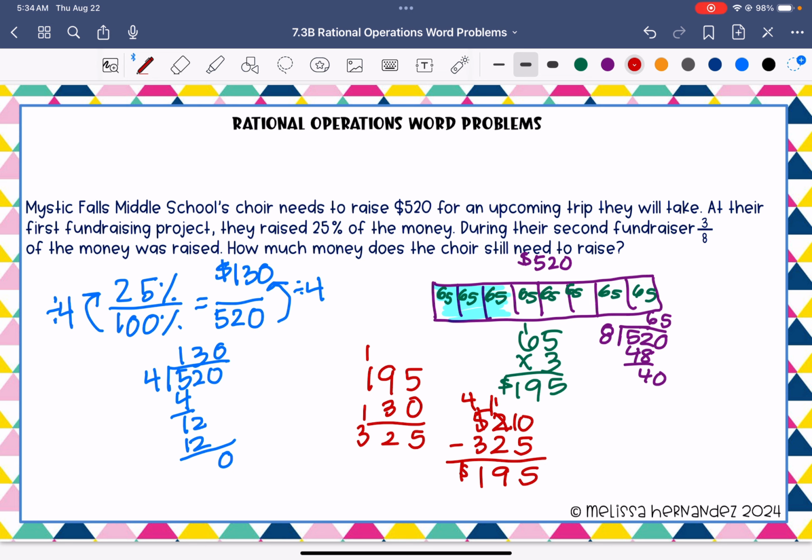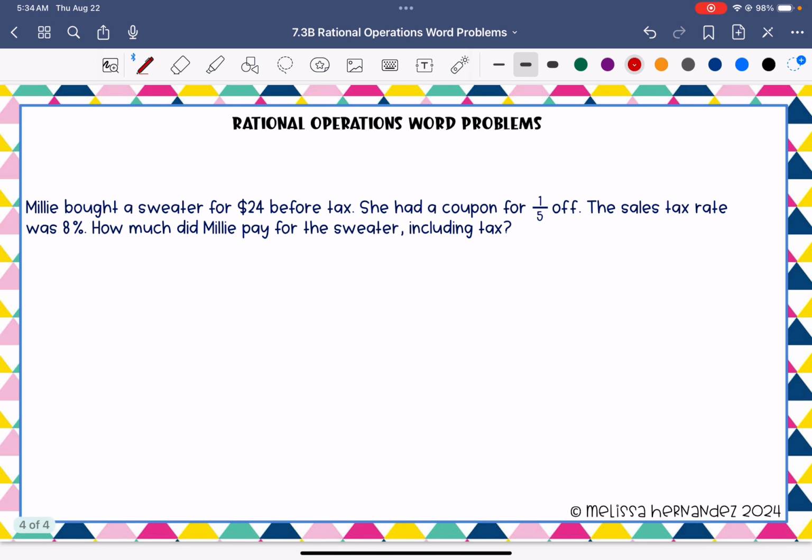All right, let's do one more for the video. Millie bought a sweater for $24 before tax. She had a coupon for 1/5 off. Sales tax rate was 8%. How much did Millie pay for the sweater?